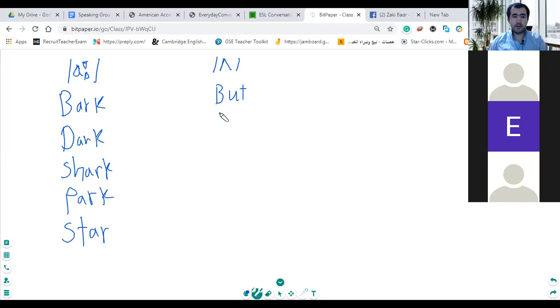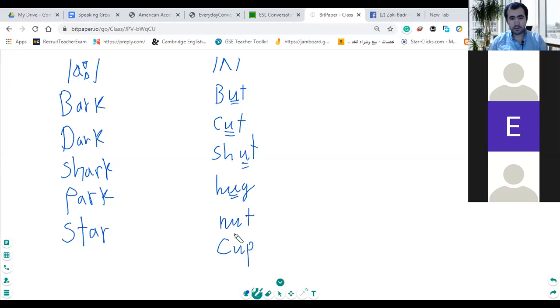Okay. Cut. Hut. Shot. Yeah, good. Hot. Yes. What else? Hug. Yes. What else? Nut. Cup. Yes. So we see that usually the U is between two consonants, right? U is usually between two consonants, and it makes this sound, like someone has a cough.